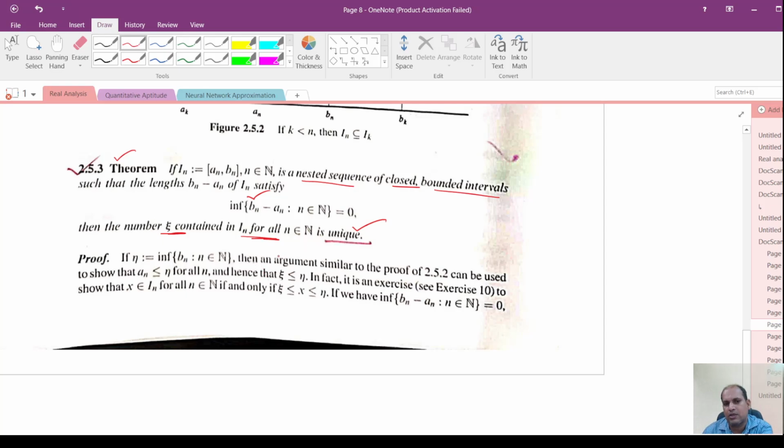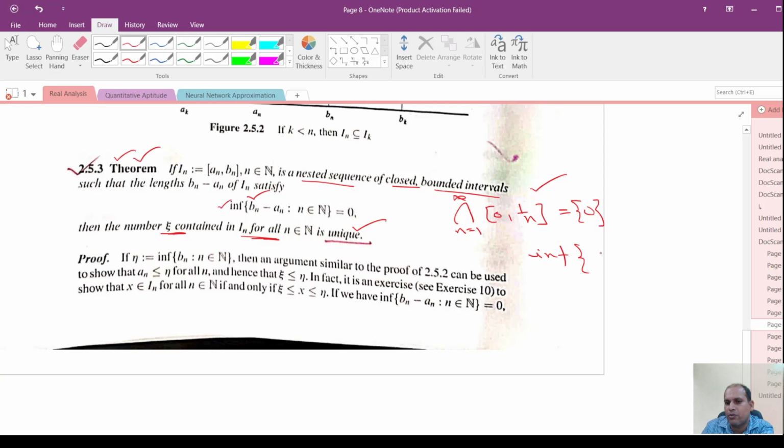So, using this we will show that, for example, we have shown that the intersection of closed intervals [0, 1/n], n equal to 1 to infinity, is exactly the singleton {0}. Though we proved it using the Archimedean property of real numbers, if we observe, it also satisfies this theorem. Why? Because this is a sequence of closed and bounded intervals, and the infimum of the lengths is 0.